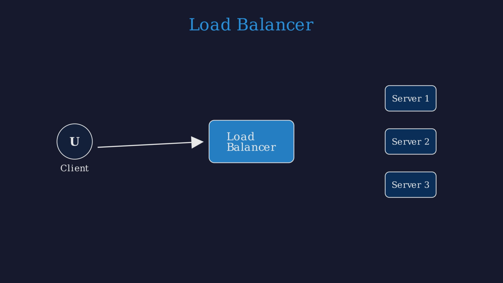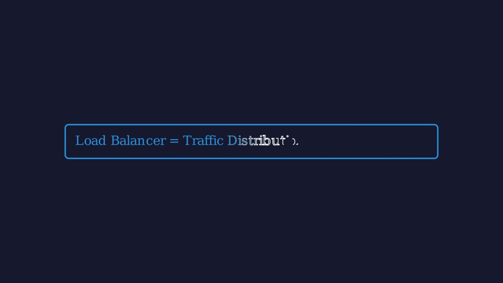Here's the key benefit: high availability. If one server goes down, the load balancer detects this and automatically routes traffic to the healthy servers. Your users never know there was a problem. So in essence, a load balancer's primary job is distributing traffic and ensuring reliability. But here's where it gets interesting. Load balancers often include reverse proxy features. Let's talk about that next.